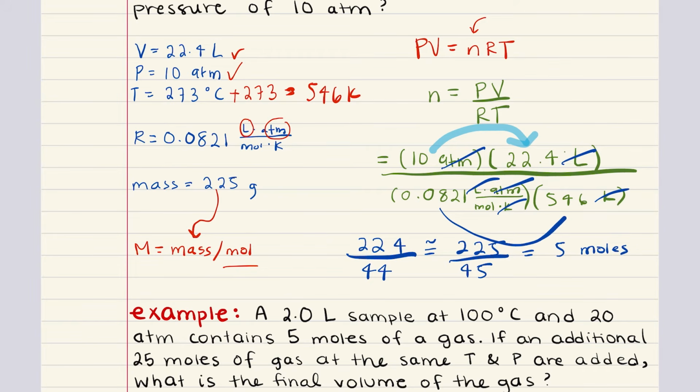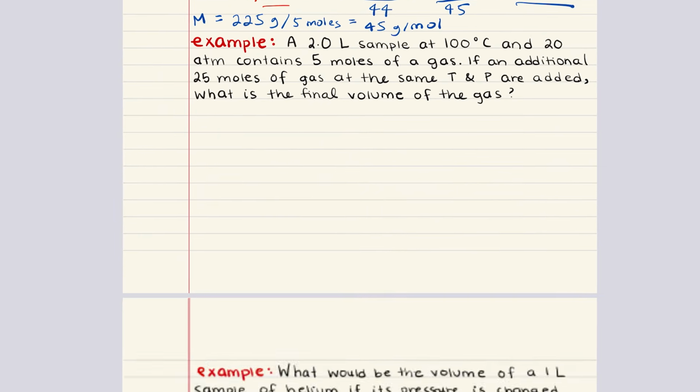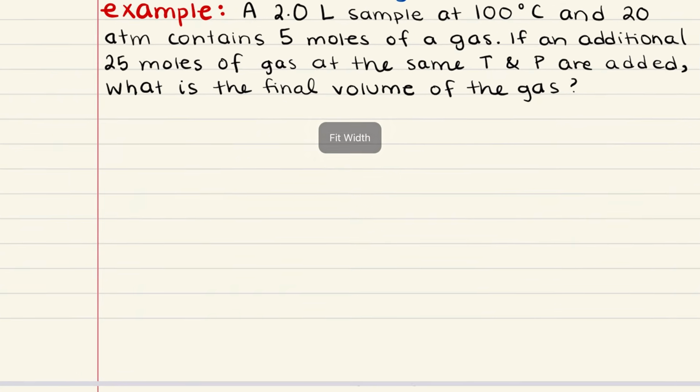Now we have moles. We're given the mass. We can calculate the molar mass. The molar mass is going to be 225 grams divided by 5 moles, and this gets us 45 grams per mole. So the molar mass of the gas is 45 grams per mole. So that is example 3. Let's move on to example 4.